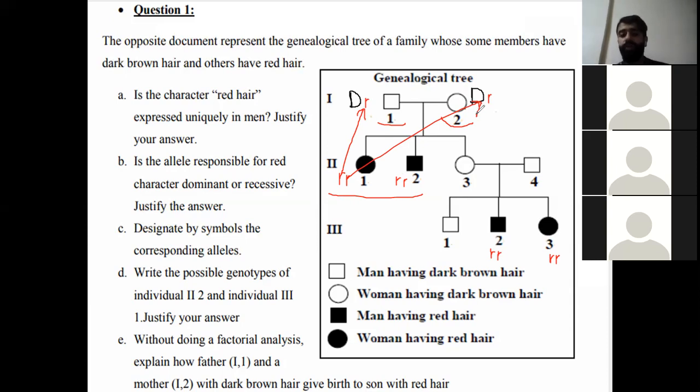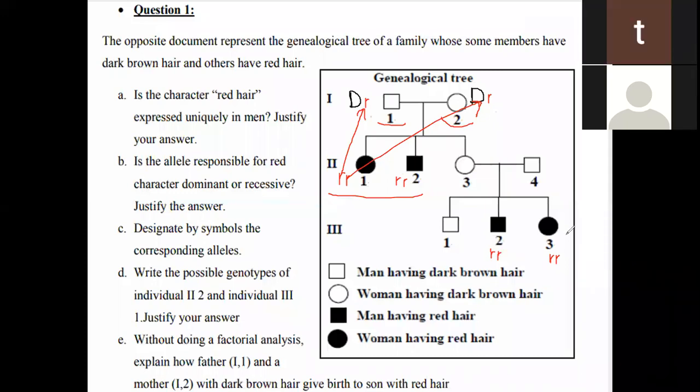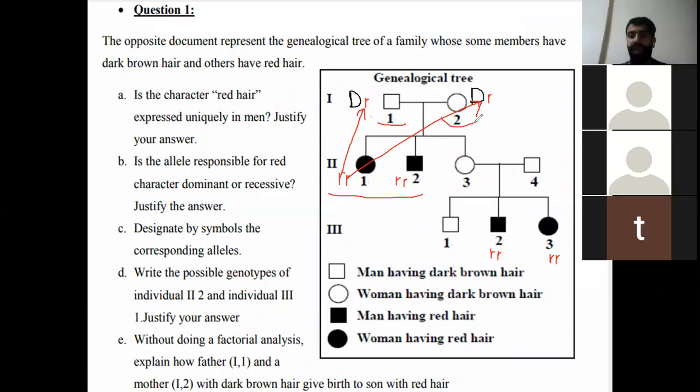Moving now to 2-3 and 2-4. Hani, what do you think? 2-3 and 2-4, do they have dark or red? This is the first question. They have dark, so they have the allele D capital, both of them. But they gave birth to 3-2 and 3-3 who have RR. So they should inherit the R allele from each of their parents. So they should be what? DR. Thank you.